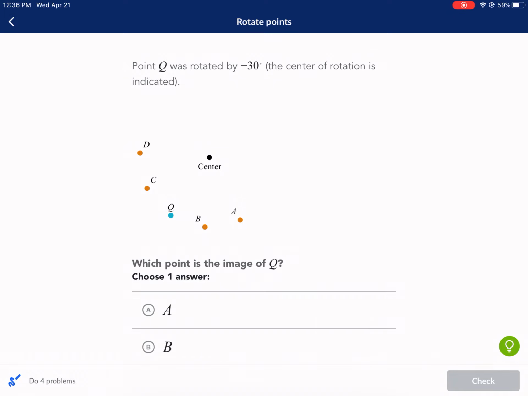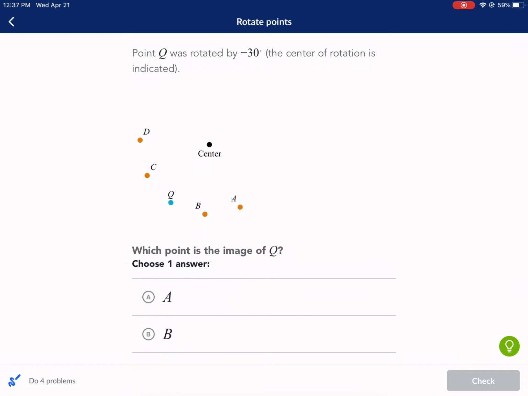We're doing rotate points today. We've already done the basic version. Check out that video if you haven't already. But now we're doing the nondescript version. Doesn't say basic, doesn't say advanced, doesn't say regular. It's just the rotate points. Let's go ahead and get into it.